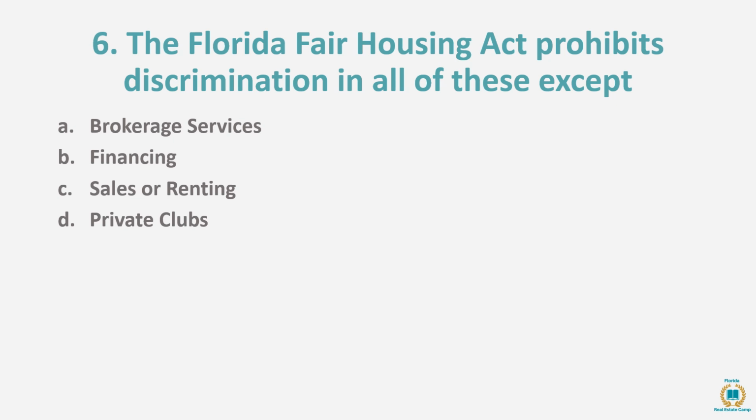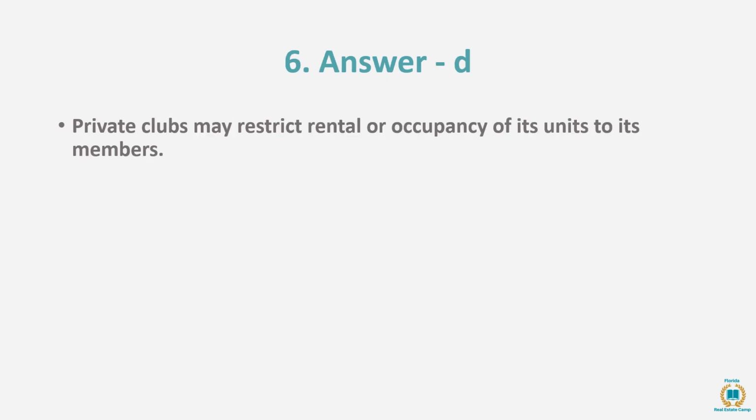Number 6. The Florida Fair Housing Act prohibits discrimination in all of these except: is it A, brokerage services, B, financing, C, sales or renting, or D, private clubs? The answer is D. Private clubs may restrict rental or occupancy of its units to its members.